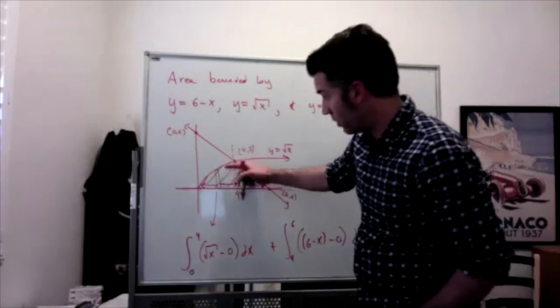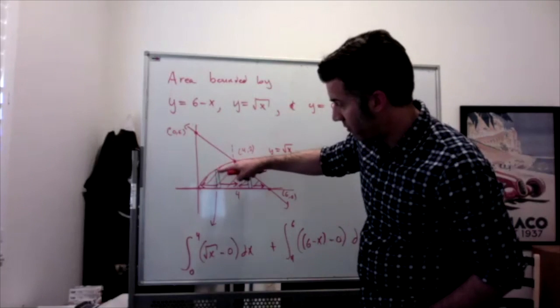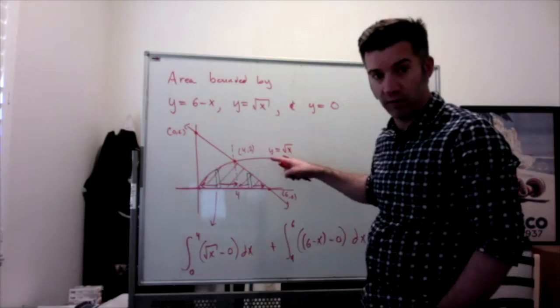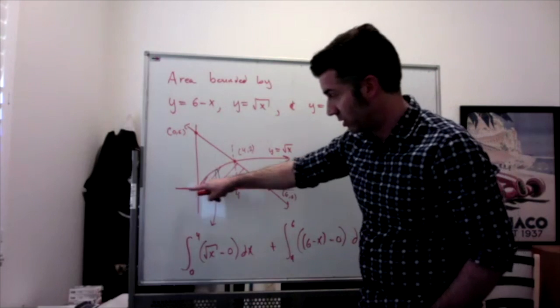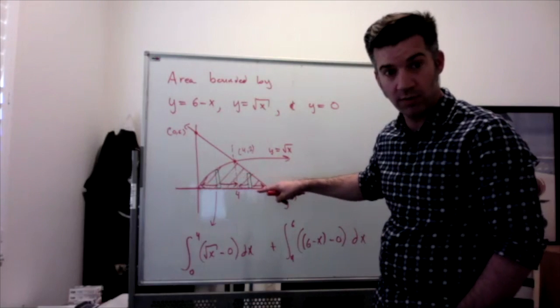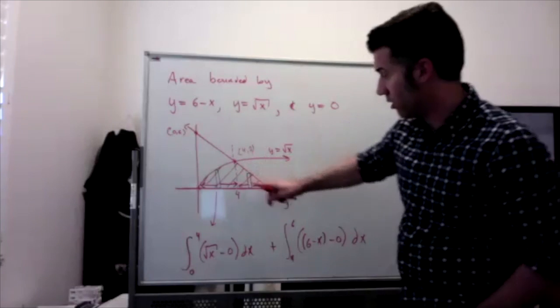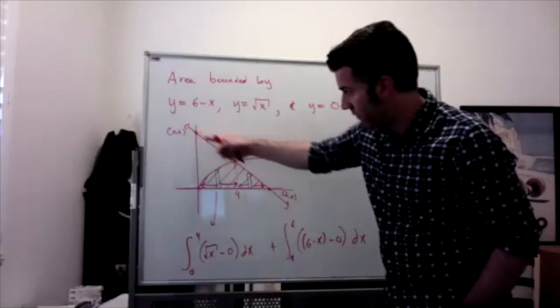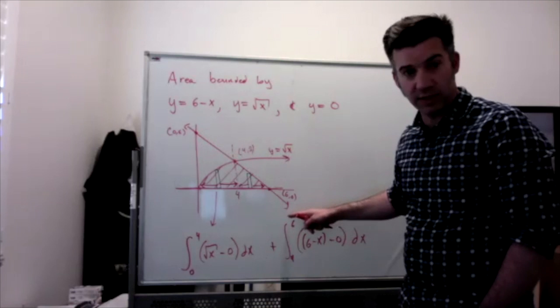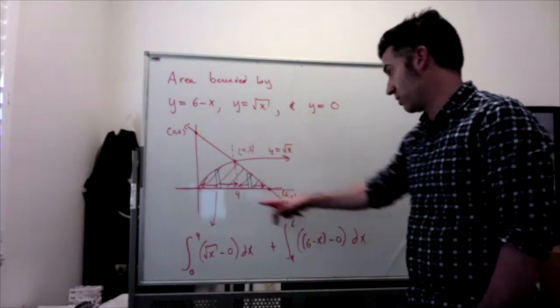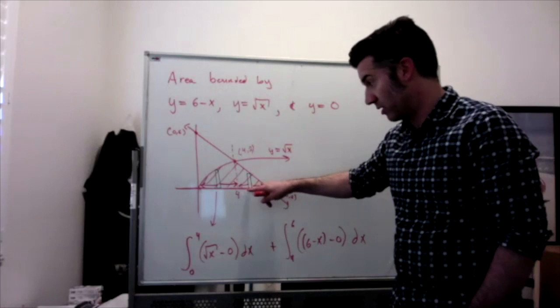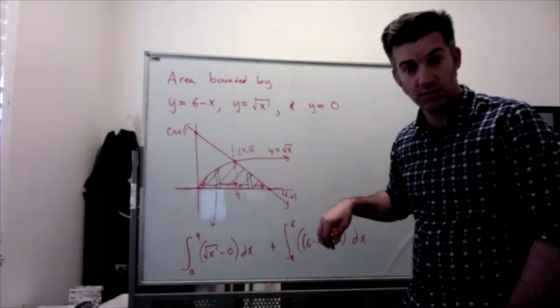So if you look at this rectangle, the top of this rectangle is the function square root of x. And the bottom of this rectangle is the function y equals 0. And then in this region here, the top of this rectangle is the function y equal to 6 minus x, and the bottom of this rectangle is the function y equals 0.